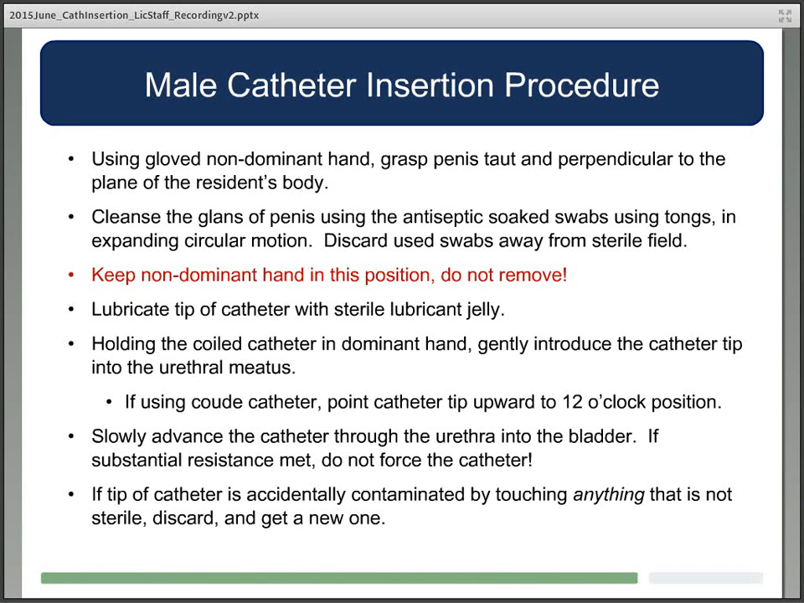Lubricate the tip of the catheter with the jelly, and again, using your sterile dominant hand, gently insert the catheter tip into the urethral meatus. Then advance the tube slowly into the bladder. Don't force the catheter if you meet with substantial resistance. And if you do accidentally contaminate the catheter tip by touching anything that is not sterile, discard the catheter and get a new one.